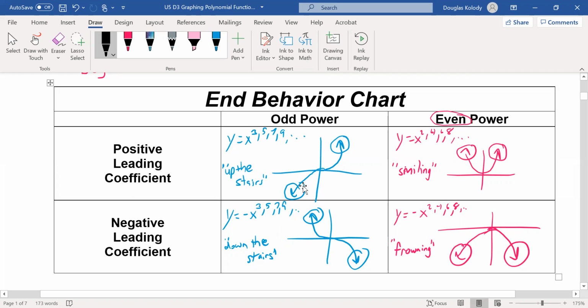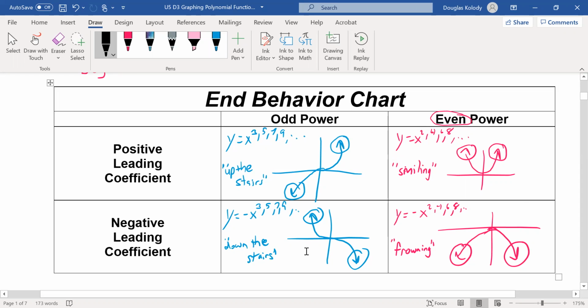Then go one step further. If the lead coefficient is positive and it's even, it's smiling. If it's odd, you're going up the stairs. If the lead coefficient is negative, if the degree is even, you're frowning.